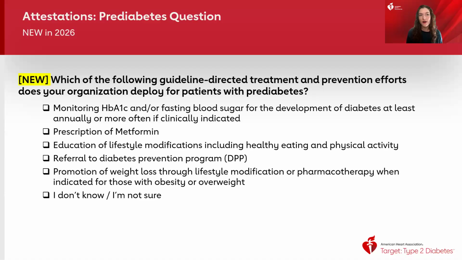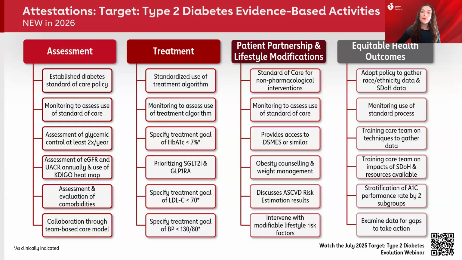You can select all that apply, but know that the answer to this question is not going to affect your award level. Next, we have established 4 pillars of Target Type 2 Diabetes. These were announced in July of 2025 when we held a webinar that went into significant detail on each of the questions. If you'd like that in-depth exploration of the questions, I'd really recommend that you check out that webinar or our pillar toolkit, which we'll also be highlighting later in this call.